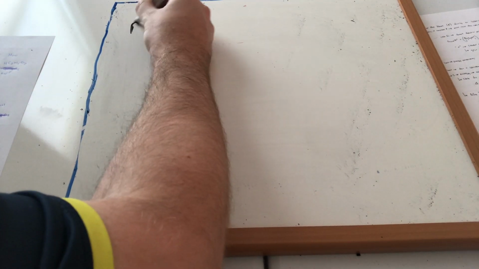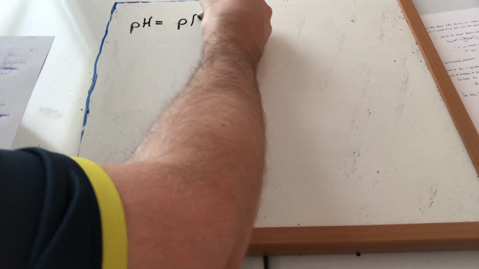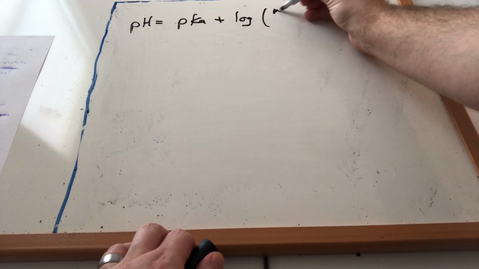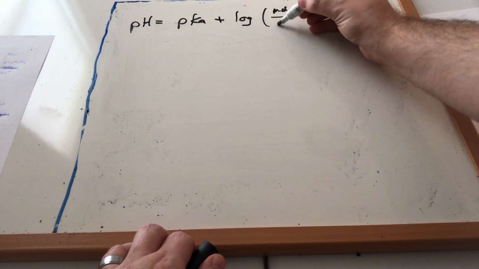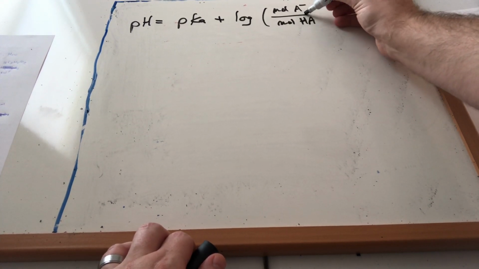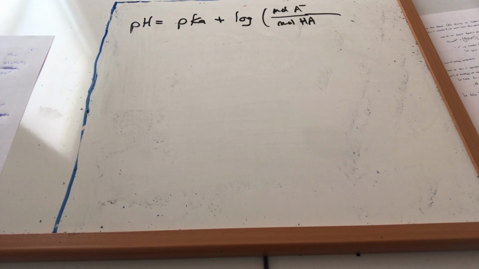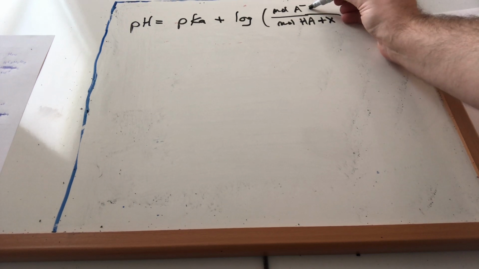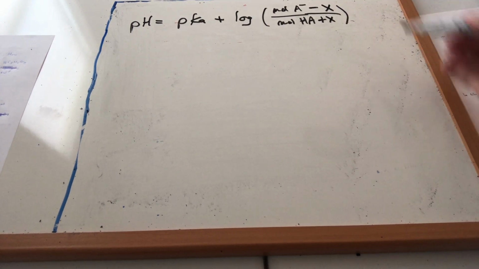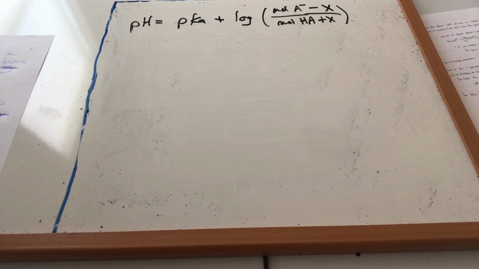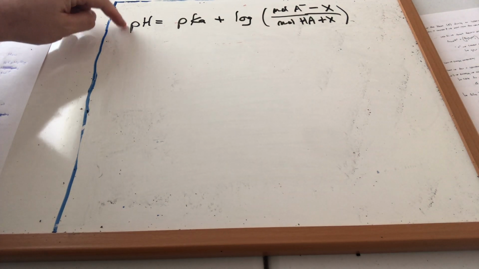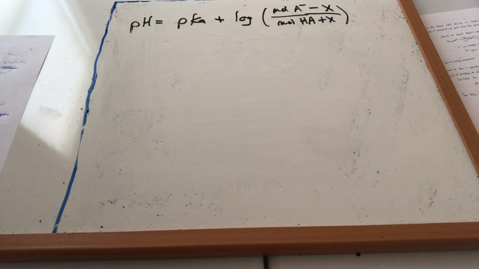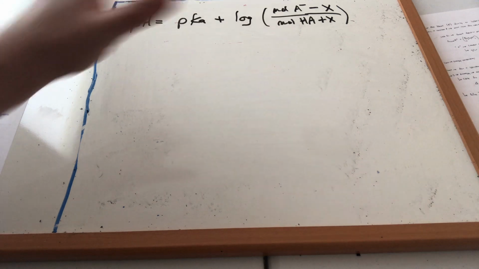pH equals pKa plus the log of moles of A minus over moles of HA. I'm going to use the modified version because I'm adding a strong species. I'm adding an acid, so this is going to go up. I'm adding an acid, so the base is going to go down. I'm not going to use my old pH. If I use my old pH, my X will be 0, because then I'll have my old moles in there.